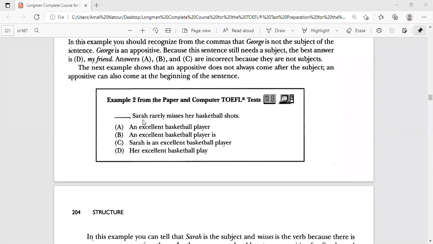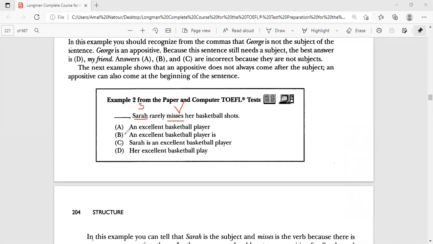It says, Sarah rarely misses her basketball shots. In this example, we can see that Sarah here is the subject of this sentence. Misses is the verb. Let me write it here. Okay. Then Sarah is the subject and misses is the verb.